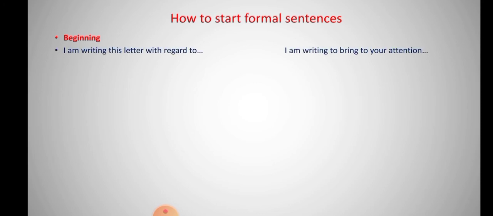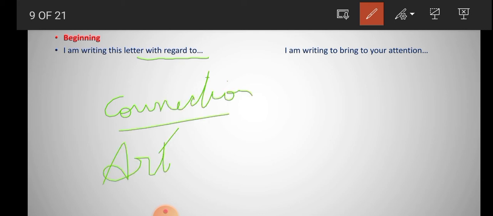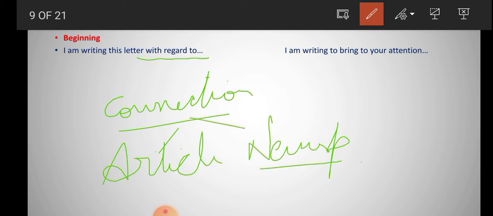For example, if I am writing, I am writing this letter with regard to. Now "with regard to" is used when I am writing a letter in connection with something. It could be an article, a newspaper, or any magazine or any other source from where I get the news, and then I am writing my viewpoint to the authorities. In that case, we use this sentence.